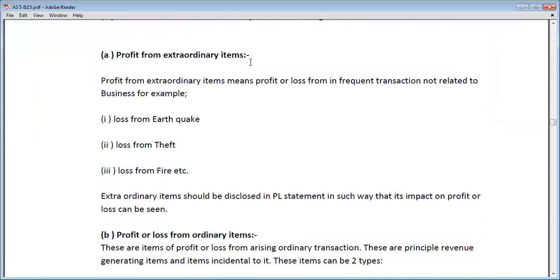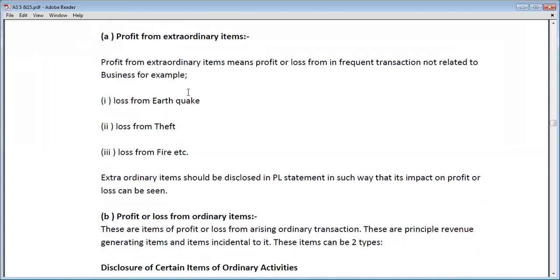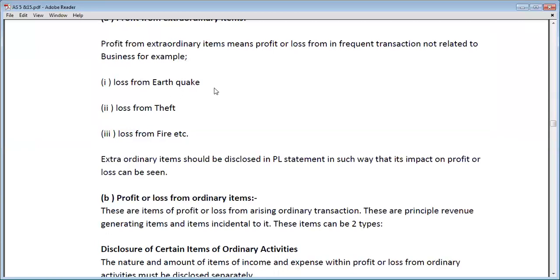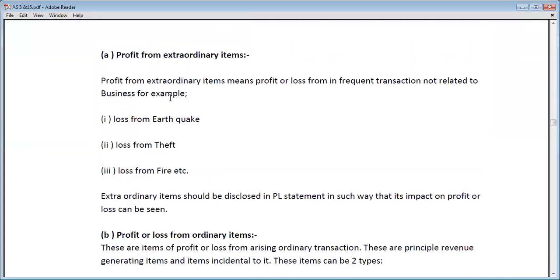So what do you mean by extraordinary item? Profit or loss from an infrequent transaction not related to business. For example, extraordinary items basically क्या होंगे, which is not related to your normal course of business. तो आपके normal course of business से related expenses नहीं होंगे, that will be included in extraordinary items. Okay, so let's see, there are some examples like loss by earthquake, loss by theft, loss from fire. So these are extraordinary items and these are the extraordinary losses, extraordinary expenses.